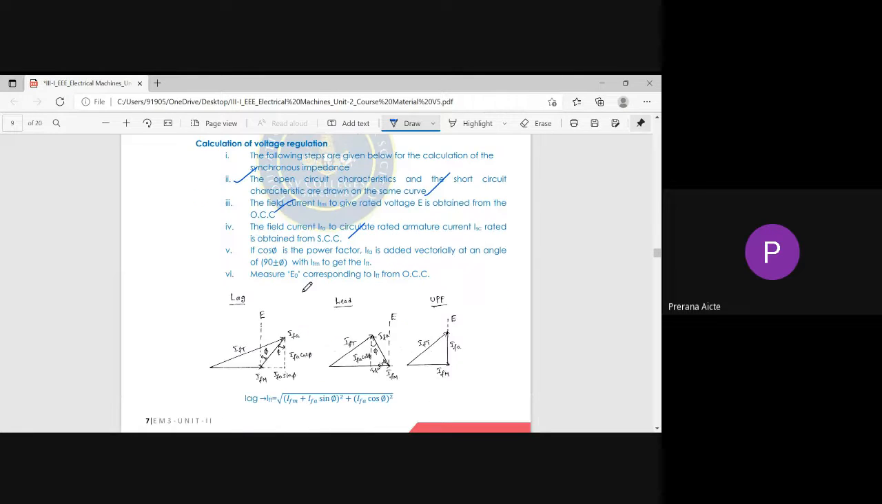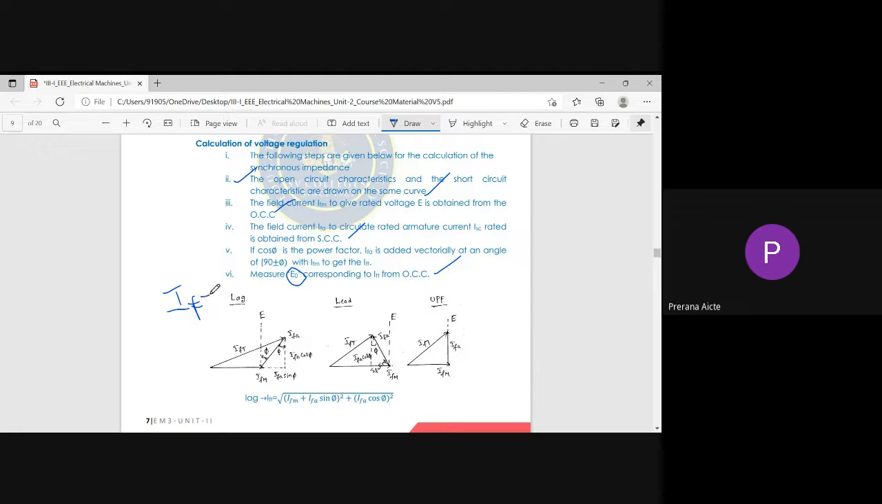So what is the step? First step, the open circuit characteristic and short circuit characteristic are drawn on the same curve sheet. Then the field current IFM to give rated voltage E is obtained from the OCC characteristics. Already I told you this. Next, similarly, the field current IFA is to circulate rated armature current through the short circuited armature terminals. Then measure E naught corresponding from the OCC. So this E naught is obtained by the IFT current.